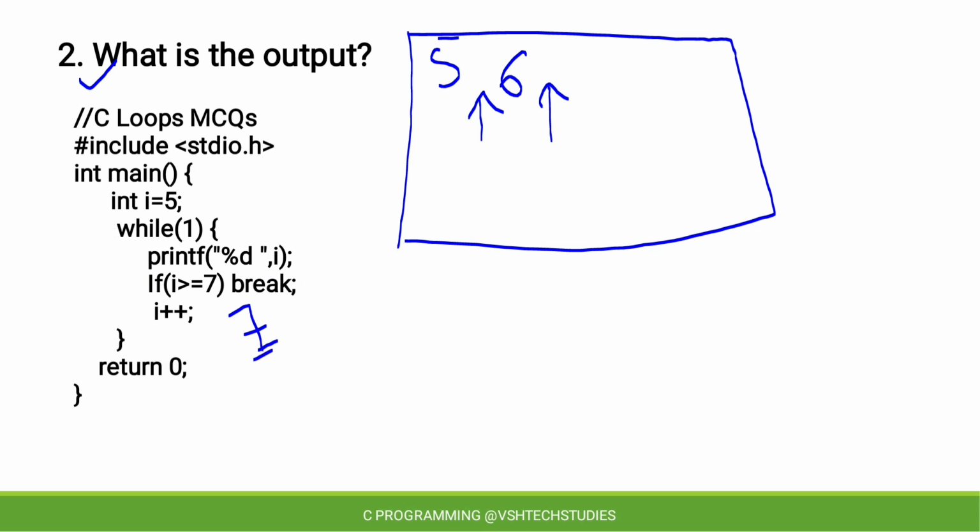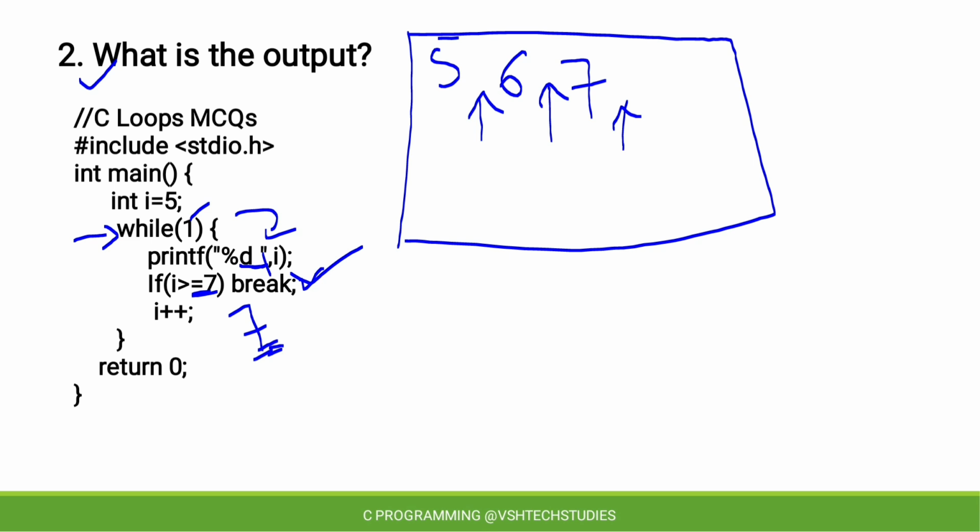So in the next iteration, while 1, which is true, the control enters here, again printing of I. So after the space this I is printed, so space has to be left, space is left here. Then is I greater than or equal to 7? Yes, I has become 7. Now this break is executed now. Break means it goes out of the loop.